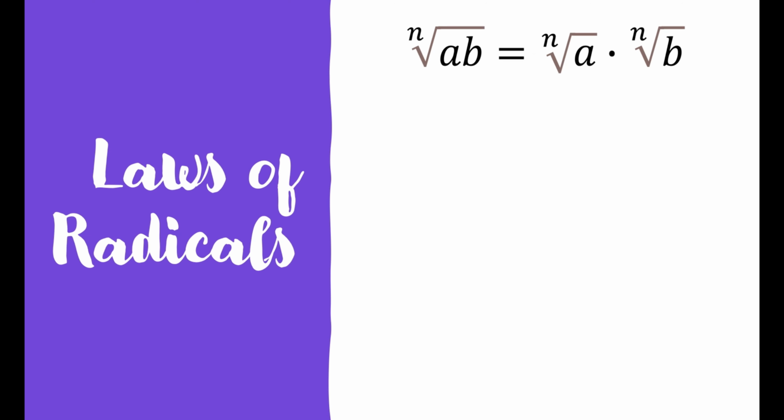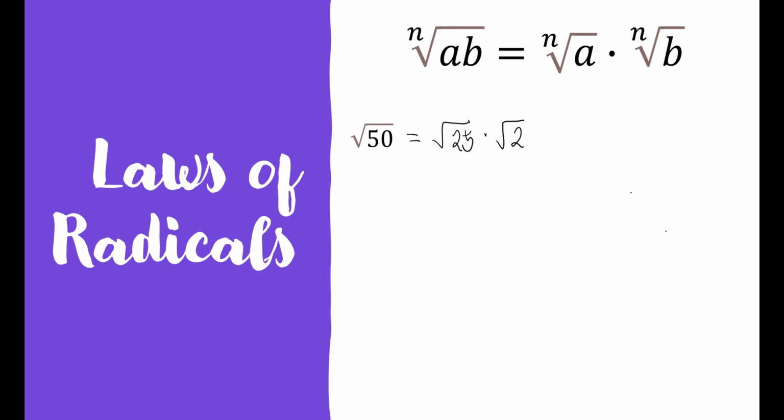The second law of radical is the nth root of a times b is equal to the nth root of a times the nth root of b, which concerns the radicands that can be factored and simplified to the given index. For example, the square root of 50. 50 can be factored into 25 times 2. And we may rewrite this radical expression as the square root of 25 times the square root of 2, applying the second law of radical.